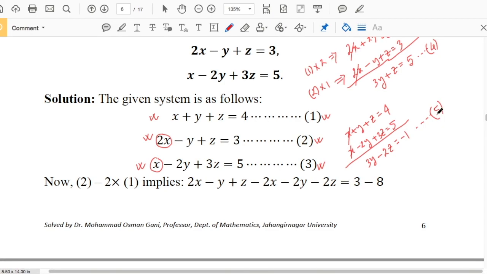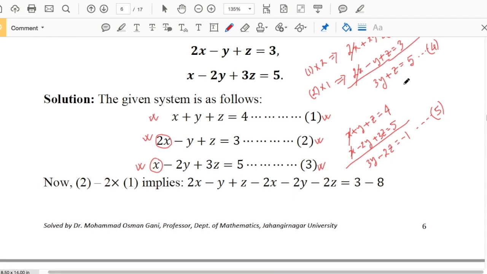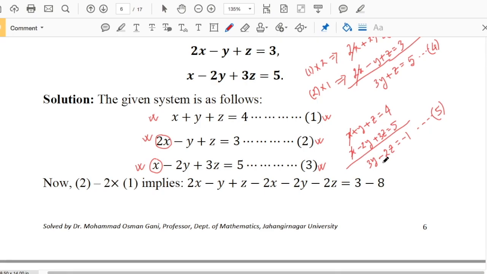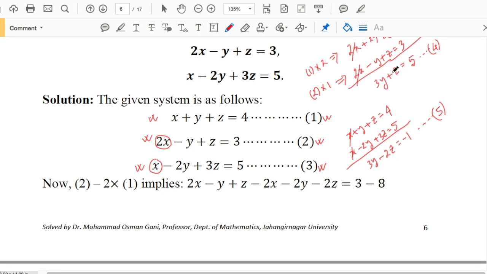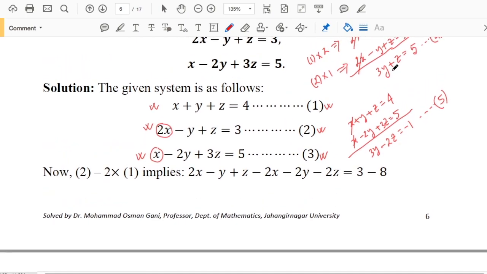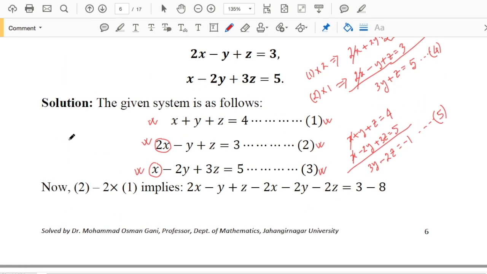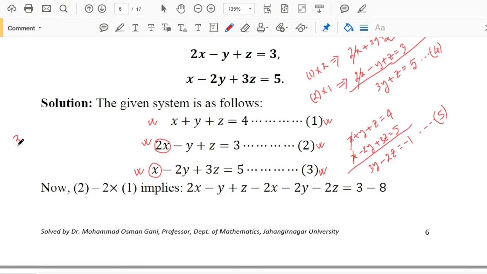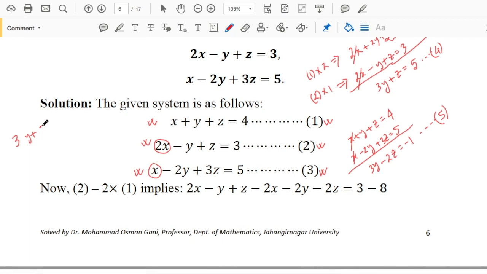Now from 4 and 5, you see equation 4 is in two variables y and z, and equation 5 is also in two variables, y and z. So you can now eliminate y or z from 4 and 5. Since the y coefficients in both equations are the same, we just need to subtract equation 5 from equation 4.